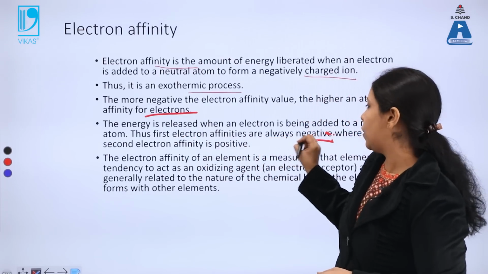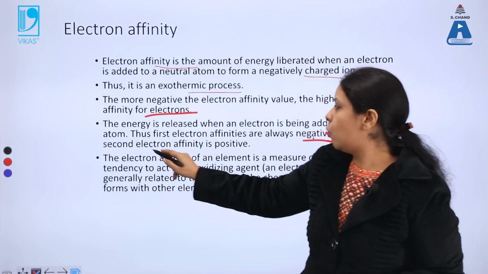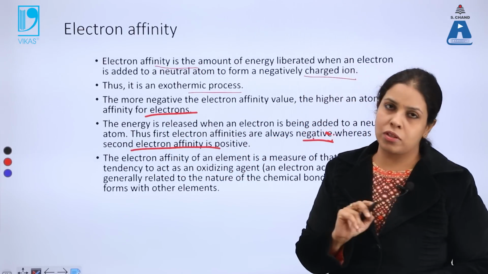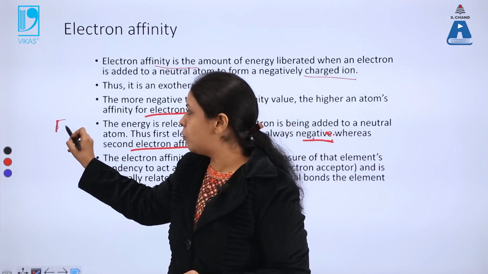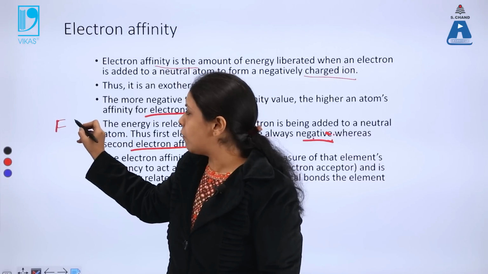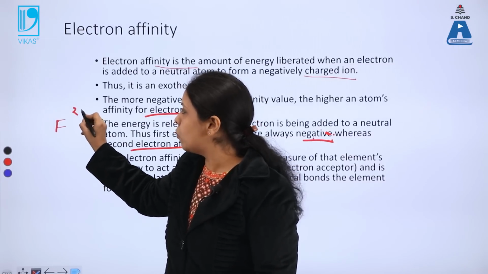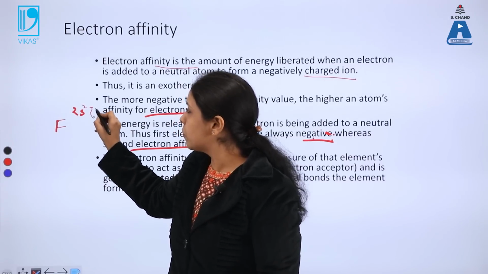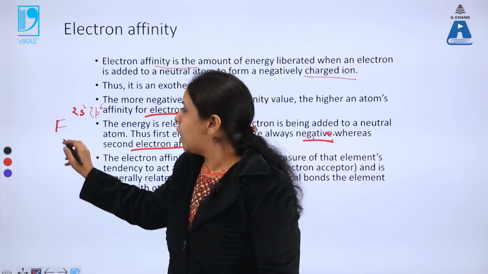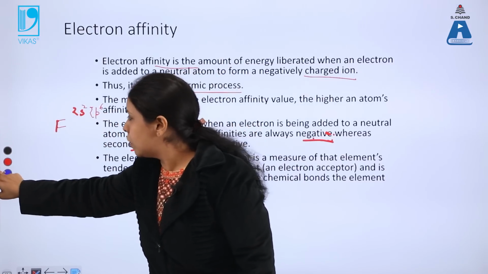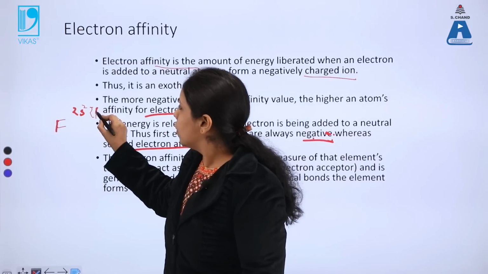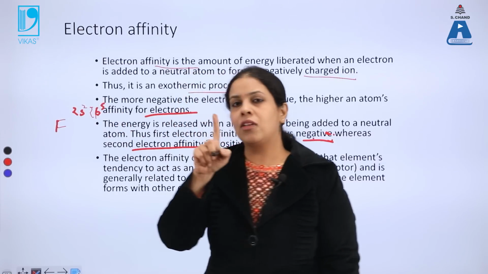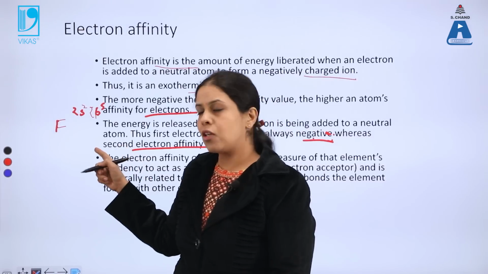Thus, first electron affinities are always negative, whereas second electron affinity is positive. Now, what is the reason? For example, let's see the case of halogen fluorine. Now in this case it is having configuration as 2s2 2p5. That means it only needs one extra electron to attain this noble gas configuration.